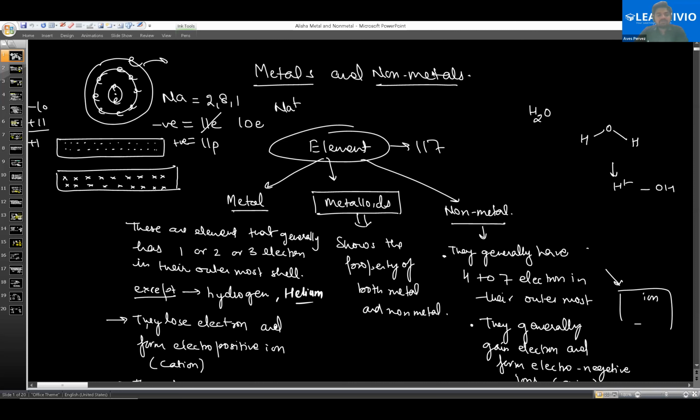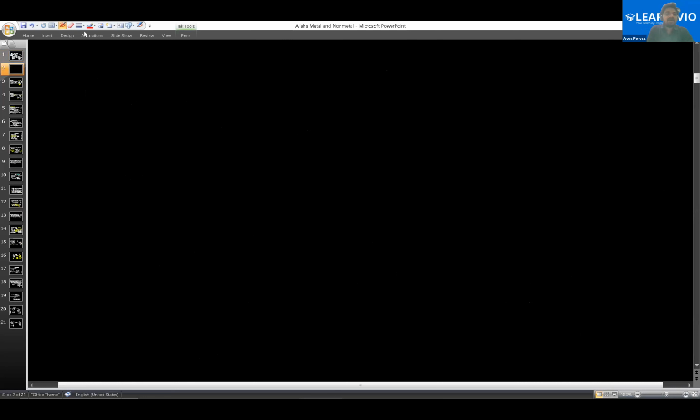So everyone, as you know, metals generally have one or two or three electrons in their outermost shell, and non-metals have 4 to 7 electrons in their outermost shell. Metals, since they have 1 or 2 or 3 electrons in their outermost shell, will lose electrons in order to complete their octet. For example, if I'm having sodium.